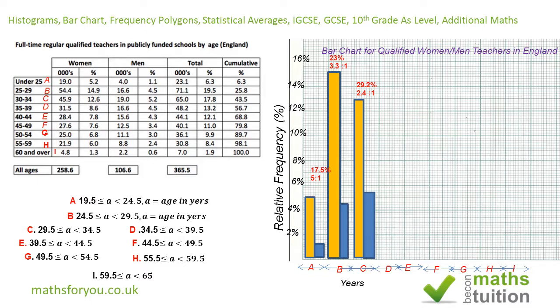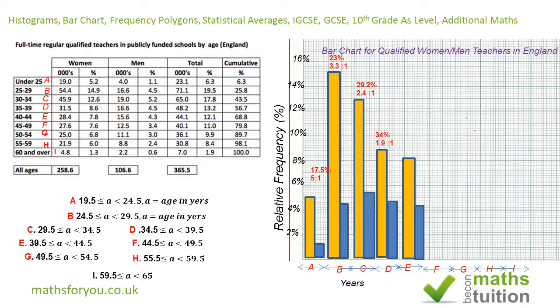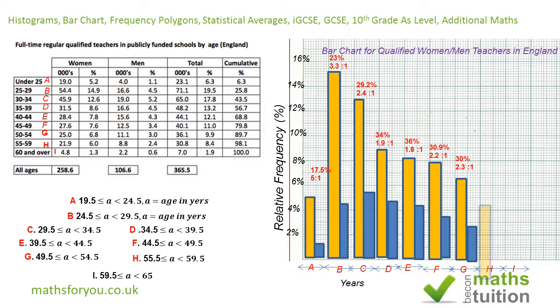And the ratio of female teachers to male is about 2.4 to 1, or 24 female teachers to 10 male teachers there. So we carry on. So in effect, we're looking at category comparison as opposed to a distribution here. And that's what we got there. And so we carry on from then on to class G and class H and class I. So that's the bar graph for the information given to us on here.